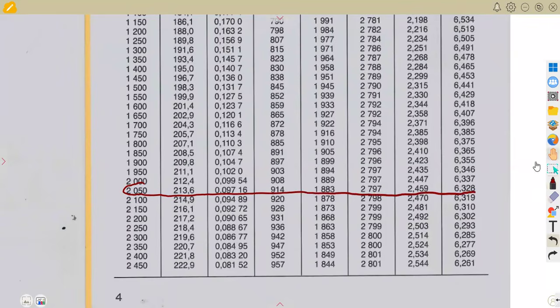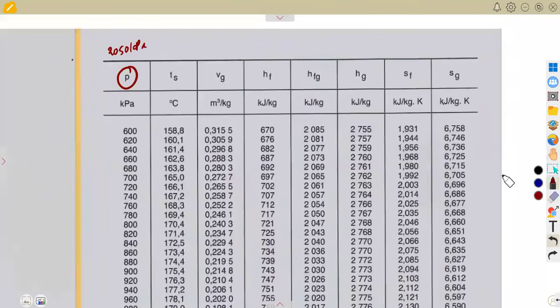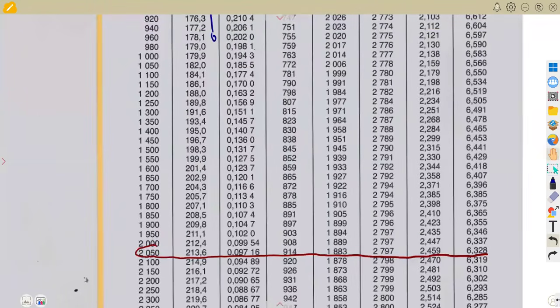Along this, we now need Ts. Remember, we need the saturation temperature, Ts, which is measured in degrees Celsius. The first value that we have there is our Ts. So under that value, you are going to obtain Ts, which is 213.6. You can use your steam table, or you can use your textbook, which has that. All right, so we saw the value for Ts.